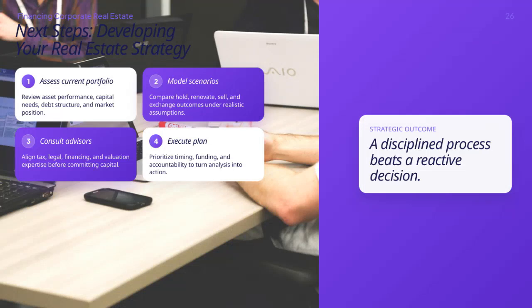Now, let's talk about the next steps in developing your real estate strategy. First, assess your current portfolio by reviewing asset performance, capital needs, debt structure, and your market position. This is crucial to understand where you stand and identify areas for improvement. Second, model different scenarios. Compare the outcomes of holding, renovating, selling, or exchanging assets under realistic assumptions. This helps you evaluate the potential risks and rewards of each option.